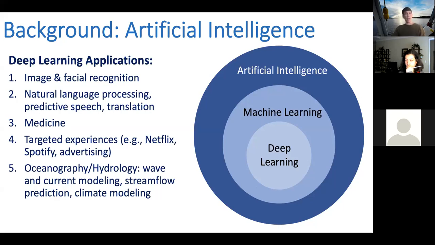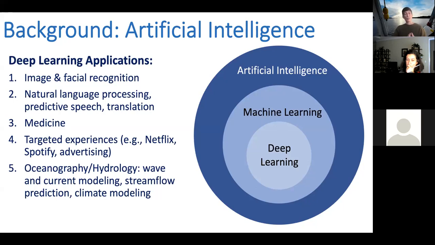And there are many popular applications for deep learning. For instance, it is used in image and facial recognition, translation. So if you go to Google Translate and just start typing in any language you want, it should be able to predict or tell you what language you're typing in. Medicine, there's been a lot of research about, for instance, cancer detection and automation of imaging for cancer detection, where deep learning has been able to not only outperform humans in this task in terms of accuracy, but also in terms of detecting cancers earlier. Targeted experiences such as Netflix, Spotify recommendations, or advertising.